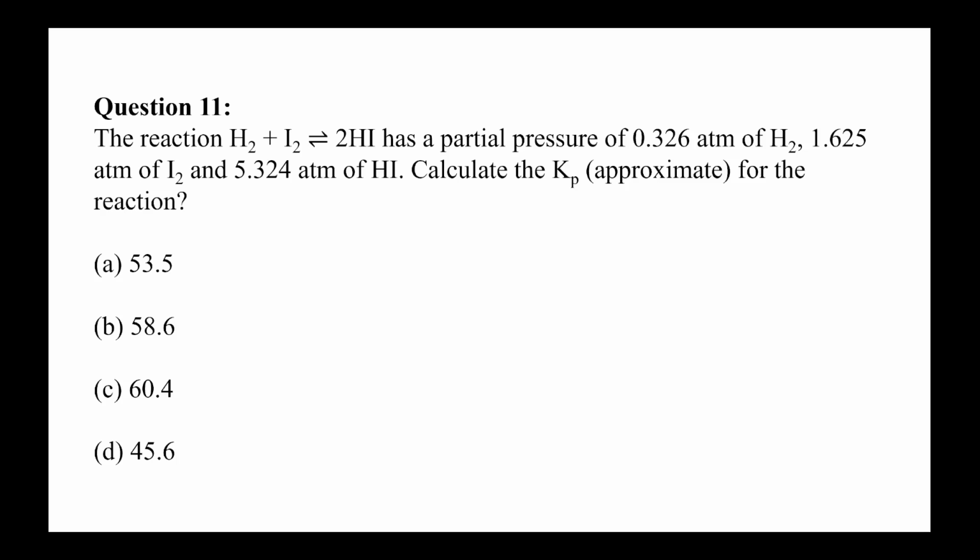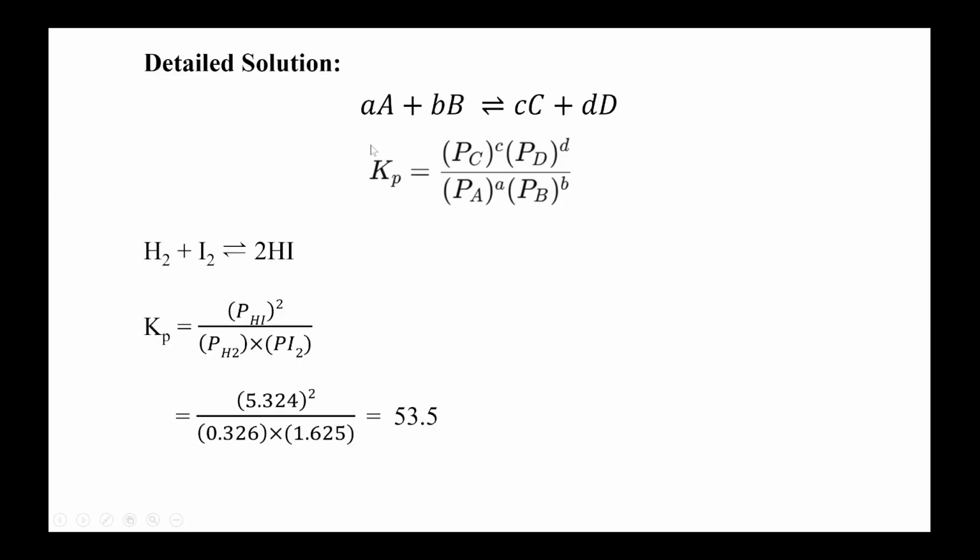So this is how we will solve it. I told you H2 plus I2 goes to 2HI. The partial pressure of each component is given. To define the equilibrium constant for this reaction, it would be partial pressure of HI raised to the power of 2 divided by partial pressure of H2 into partial pressure of I2. So just put the values: 5.324 whole squared divided by 0.326 into 1.625. If you solve this, you will get the answer 53.5.